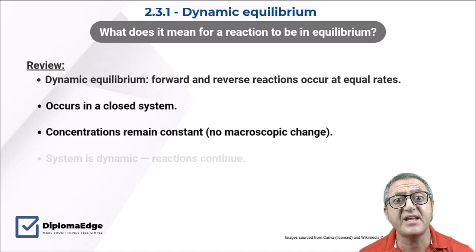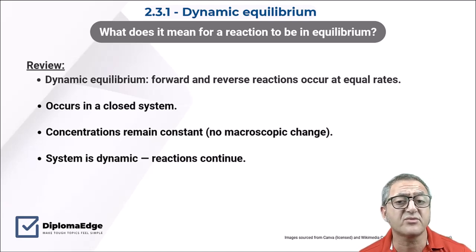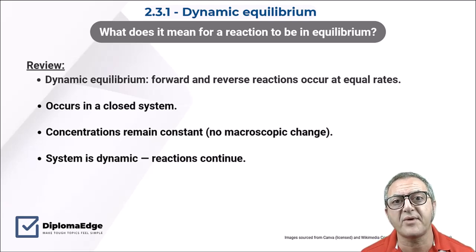And we have seen that the system is dynamic, meaning that even when the concentrations don't change, it's not because the process has stopped. The process continues in both directions with the same rate, with the same speed. So it's a dynamic process. It's constantly moving, but you cannot see that it's moving because what you're measuring is reactants and products.